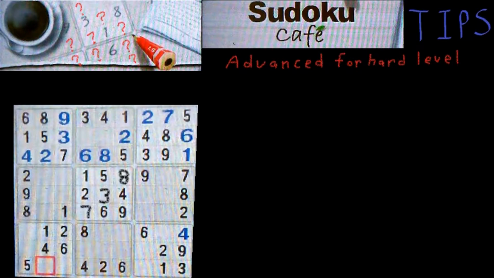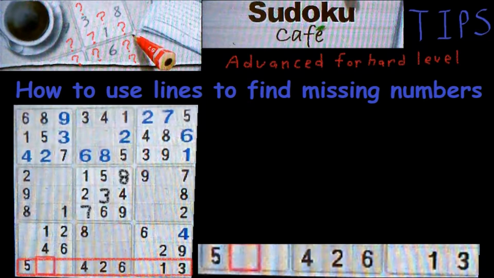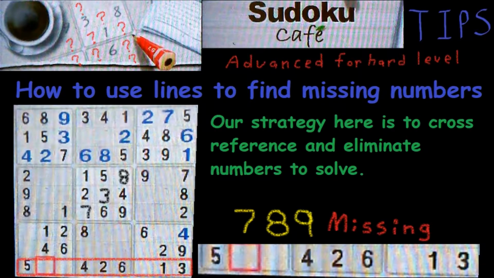In this spot right here, we are going to learn how to use lines to find missing numbers. More specifically, we are looking at the very bottom row right there, and we're trying to solve the rest of the numbers in that row. I'm going to highlight that right there. And if you'll notice, there's a 1, 2, 3, 4, 5, 6, which means that there is a 7, 8, and 9 that are all missing. So we've got to figure out how to solve for that.